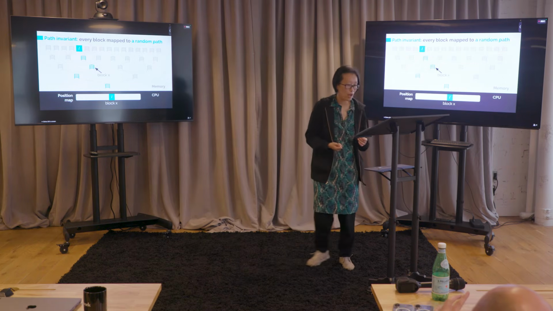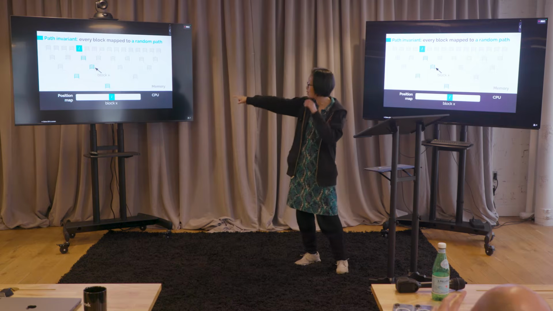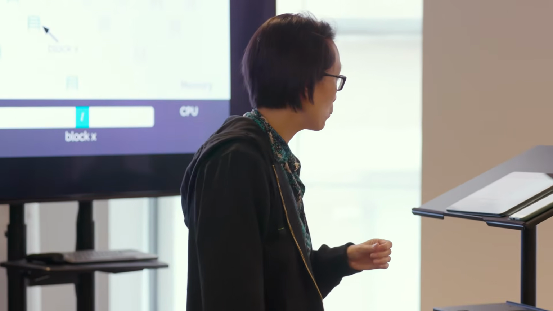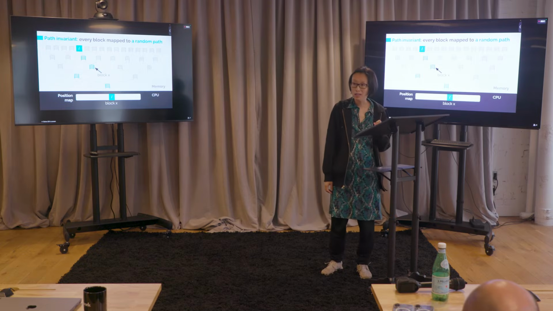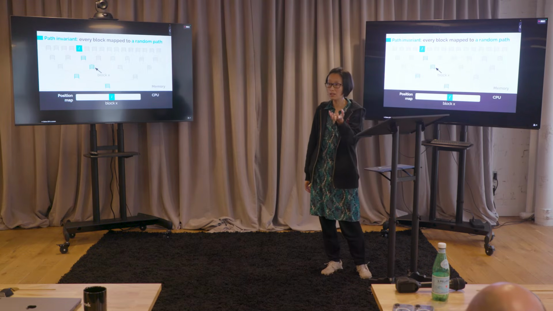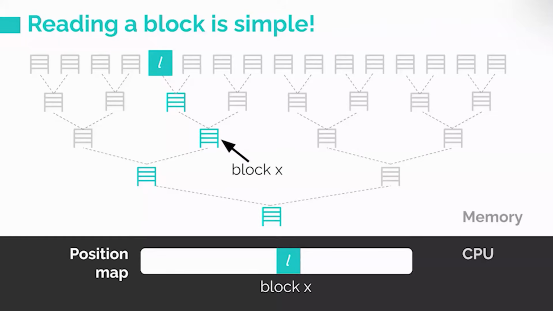OK, so now reading a block is very simple. If I want to read block X, all I have to do is visit this blue path, read every block on this path. And once I find the block I want, I will hold it in my hand, meaning store it in some CPU register. And if it is not the block I want, I just re-encrypt the same thing and write it back. If it is the block I want, I re-encrypt 0 and write it back to the same slot. So this is how we read a block.